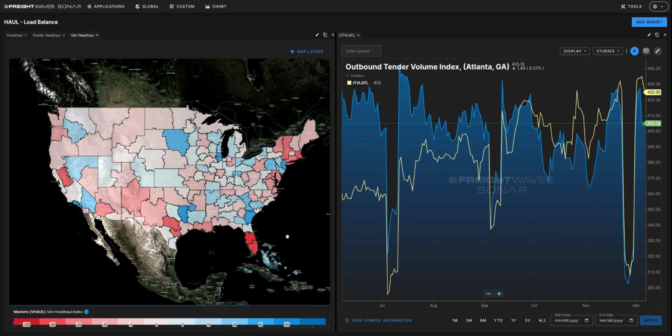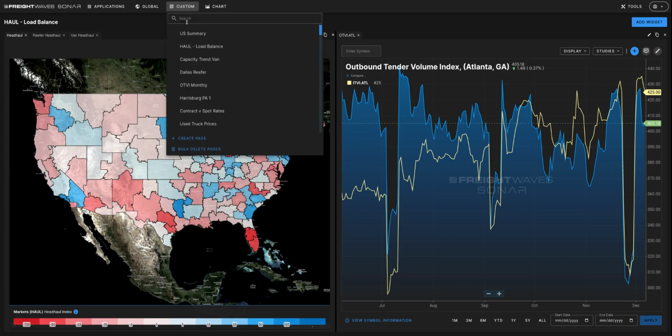We do have this page available on the Knowledge Center. So if you do want to add this custom page to your Sonar, just go ahead and click on the user guide, and then you'll see pre-built pages. Once you click on that link, it will just copy into your custom pages and you'll have the ability to look at these.